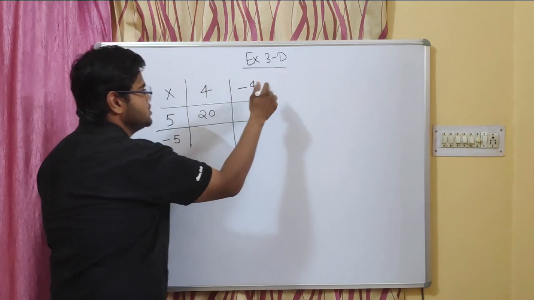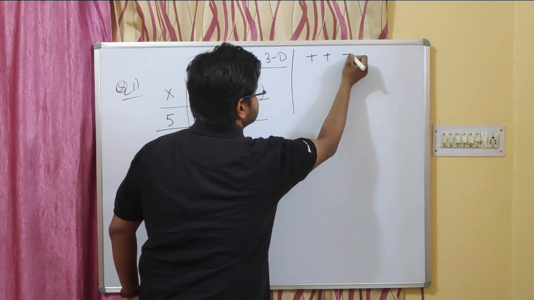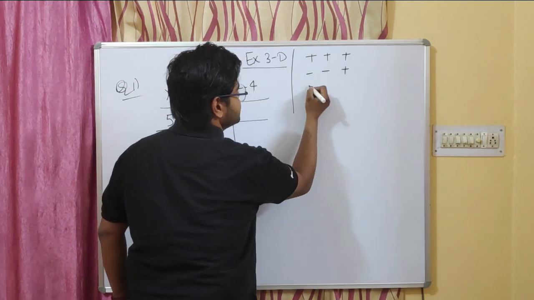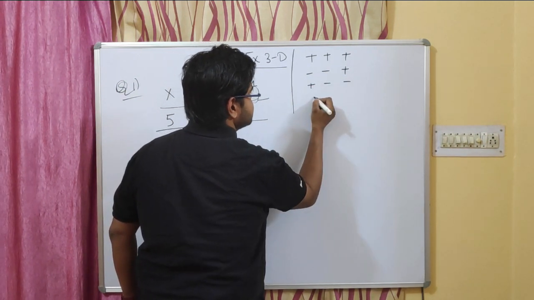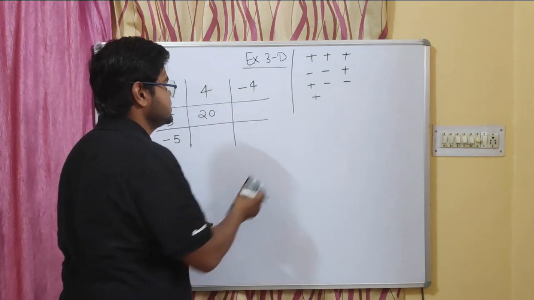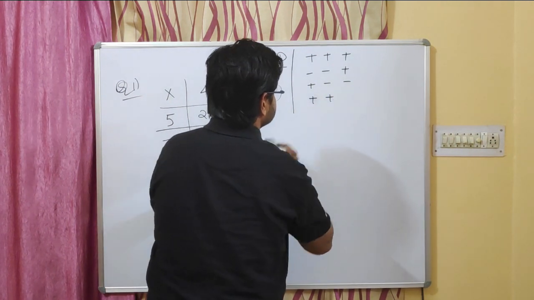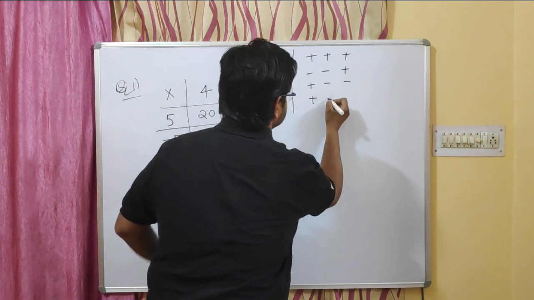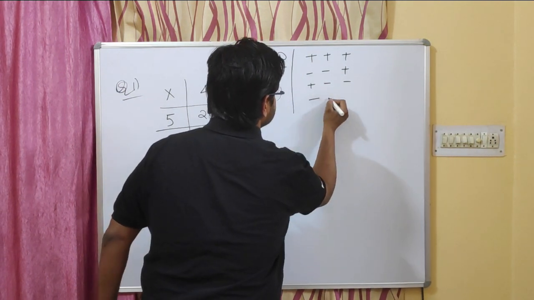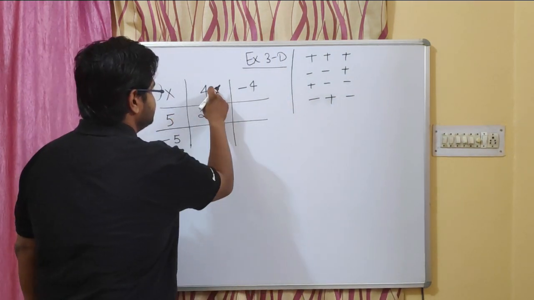5 into minus 4. So the rules for multiplication were: plus, plus, the result would be plus; minus, minus, it will be plus; plus, minus, minus; and minus plus will give us minus. Okay, so 5 into 4 is 20.